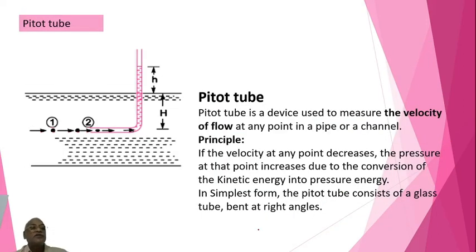Okay, the last one is the Pitot tube. What is a Pitot tube? A Pitot tube is a device used to measure the velocity of flow at any point in a pipe or a channel. Look at this. Venturimeter and orifice meters are devices used only to measure the discharge through pipes. Here the Pitot tube can be used in a pipe or in an open channel also, right?